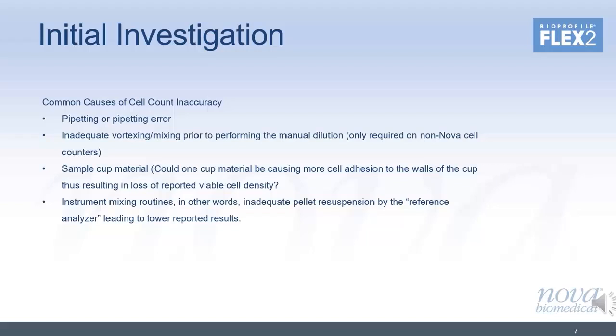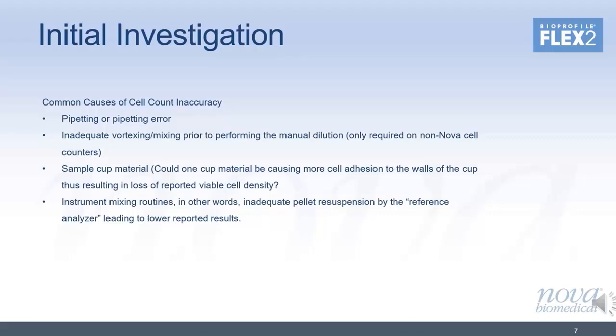We also looked at sample cup material, the Flex 2 CDV versus our reference method that we were using. They do use different cups. Could one cup be causing more cell adhesion to the walls of the cup, thus resulting in lower cell densities? Because the trend was down, we assumed that this was probably one of the likely scenarios. The more time the sample sits in the cup, the more adhesion you have with the cells to the walls of the cup.